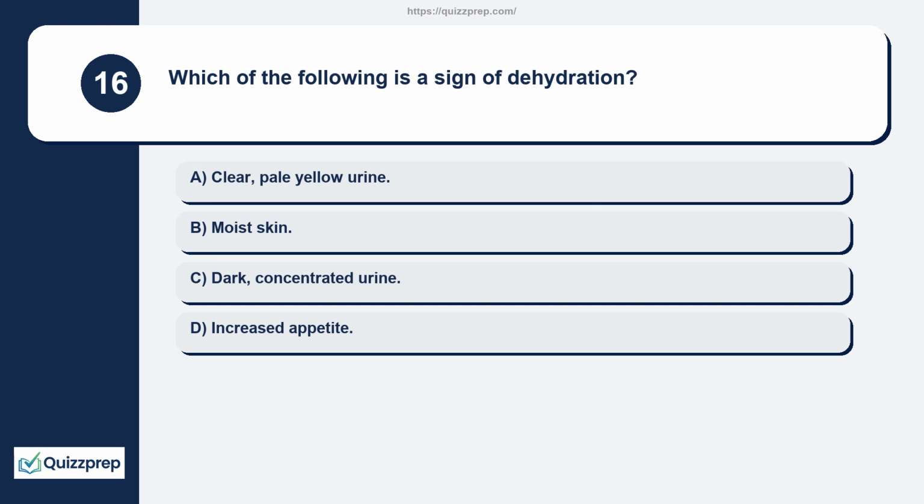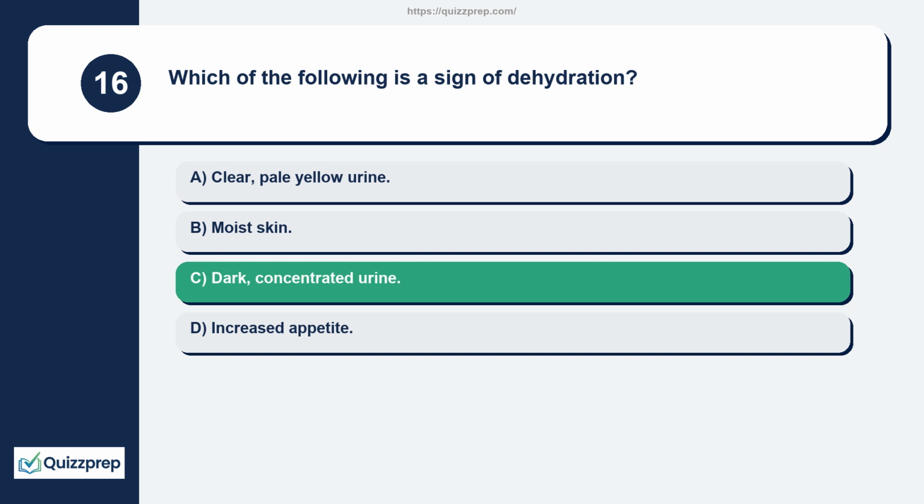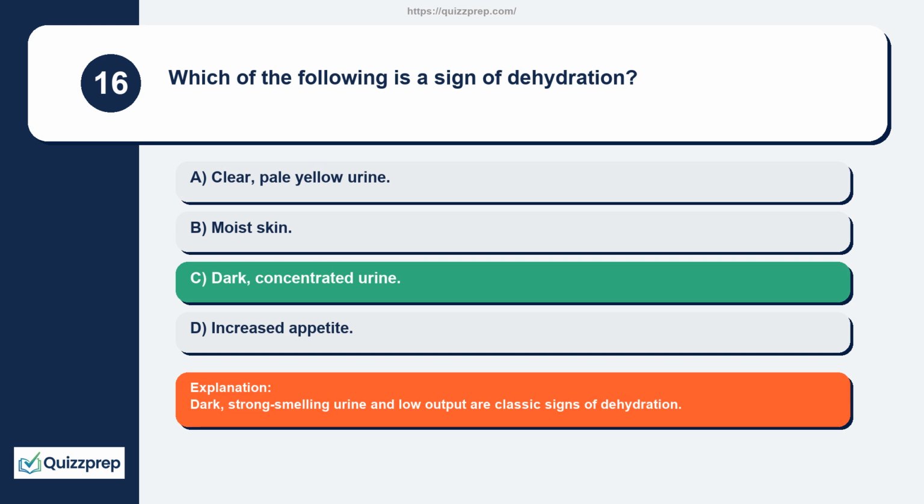Question 16. Which of the following is a sign of dehydration? Clear, pale yellow urine, moist skin, dark, concentrated urine, increased appetite. Dark, strong-smelling urine and low output are classic signs of dehydration.